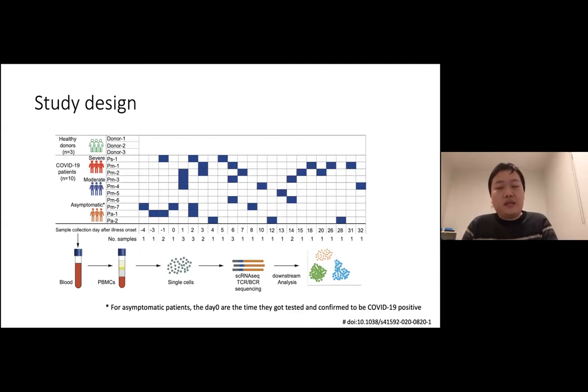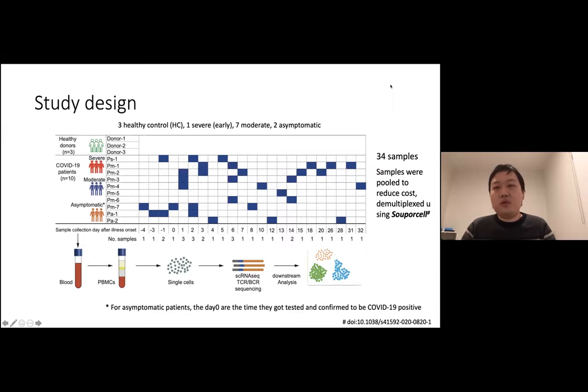What we want to understand is what happens between the different conditions, and why some people don't have any symptoms after they get infected, and why some others become severe patients and go to the ICU. What we did is we have a small cohort of three healthy donors, one severe patient, 7 moderate patients, and 2 asymptomatic patients. For each patient, we have multiple samples taken at different time points, which gave us 34 samples in total. We take PBMCs and perform single cell RNA sequencing together with the PCR sequencing to look at the repertoire profile as well.